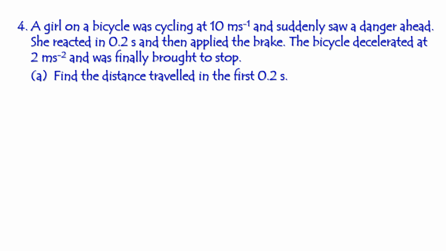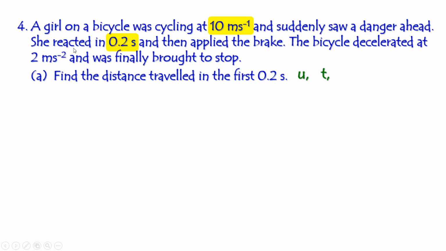Question 4. The question seems a bit long. A girl on a bicycle was cycling at 10 meter per second. That is the speed, okay, initially. Suddenly, she saw a danger ahead. So she reacts in 0.2 seconds. What does it mean? That means when she saw the danger, she can't react anything, and she can react after 0.2 seconds.